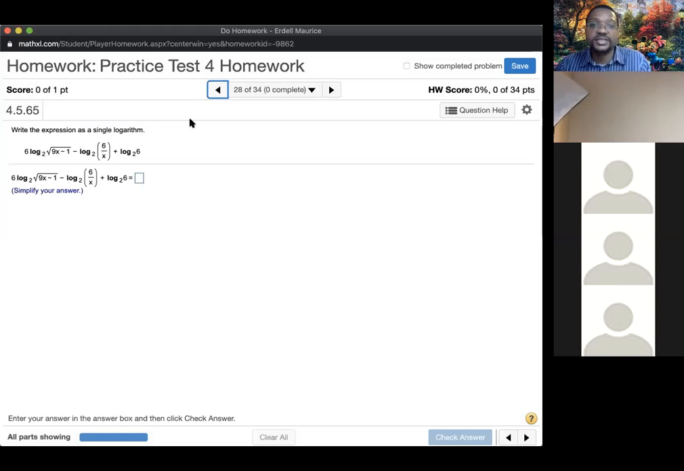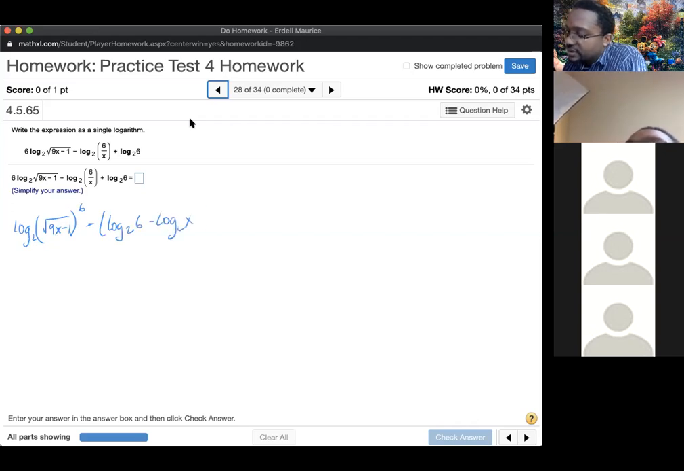Write the expression as a single logarithm. Sheesh, that looks like fun. So, first things first, you have to take care of the power, just like I did a while ago. So that's going to be log base 2 of the square root of 9x minus 1 raised to the 6th power minus. And now I'm going to split this up. This is going to be log base 2 of 6 minus log base 2 of x, and then plus log base 2 of 6.